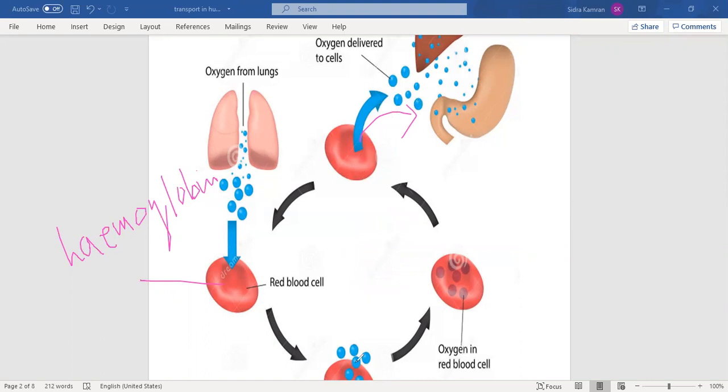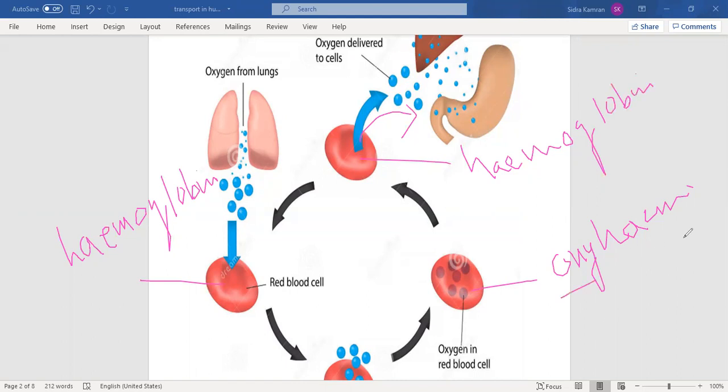Now, when these red blood cells have oxygen, it is called oxyhemoglobin. But when this oxygen is released to the cells of the different organs, it becomes hemoglobin again. When hemoglobin has oxygen, it is called oxyhemoglobin. When the oxygen is released to the cells of the different organs, it becomes hemoglobin. Now these cells do not have oxygen, so these red blood cells move towards the lungs again to take more oxygen.